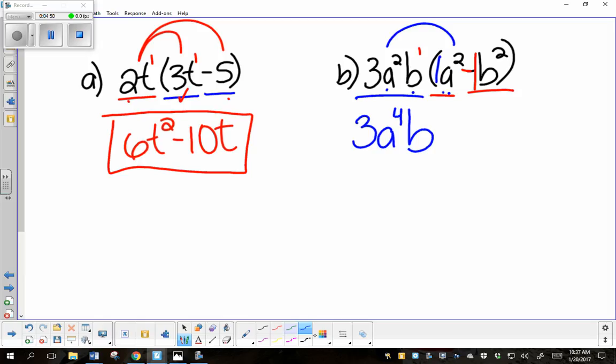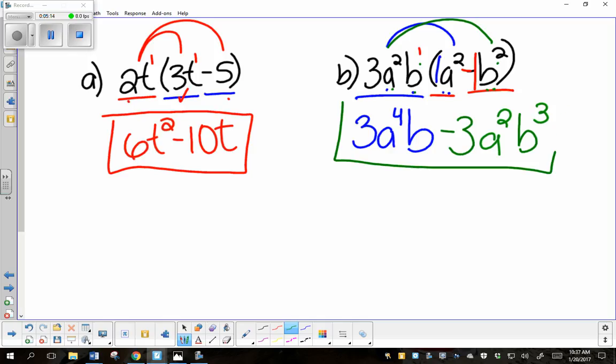And then let's go ahead and distribute 3a squared b times negative b squared. So we multiply the coefficients. 3 times negative 1 is negative 3. The a squared on this outside one has no a to combine with here, so it just stays a squared. And then b times b squared is b to the 3, because I added up the 1 and the 2 on the exponents. So hopefully that was also not too bad.